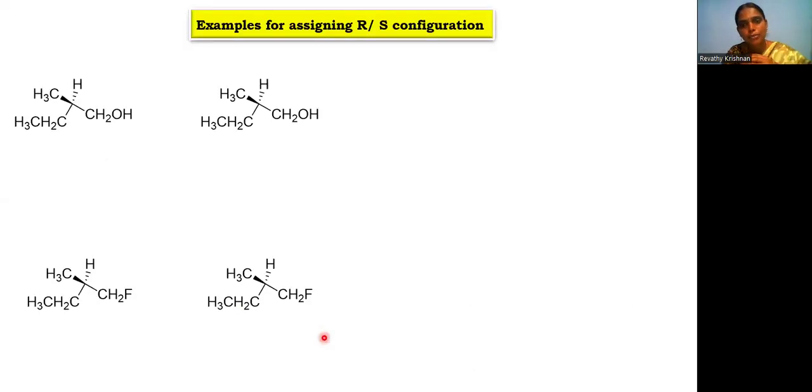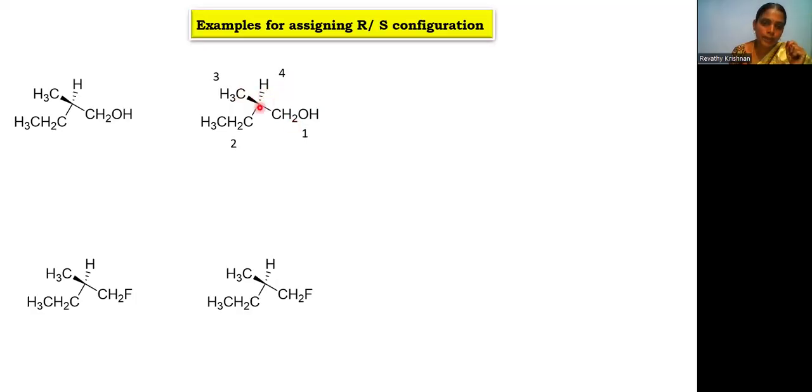Let us see examples of how these R and S configurations are assigned for some simple molecules. This is example number 1. We can assign the priorities now. The first priority goes to the CH2OH. The second priority is ethyl. The third priority is methyl. And the fourth priority is hydrogen. By default, the fourth priority, the lowest priority, is in the dash line. So no problem.